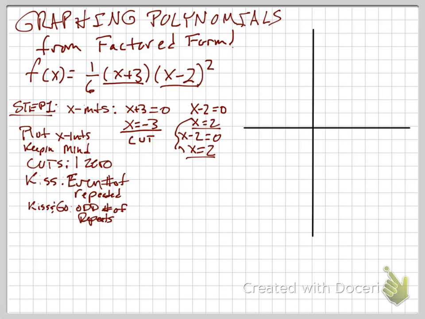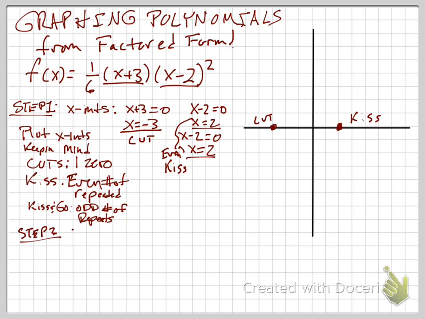But for this guy, do you see how I have two zeros at 2? That's an even number. Not the actual number 2 itself, although of course that's even, but the fact that there's two solutions there makes it a kiss. So when I plot -3, that's going to be right here, and when I plot 2, that's going to be right here. I know this is going to be a kiss. Sometimes I even like to label it, and this is going to be a cut.